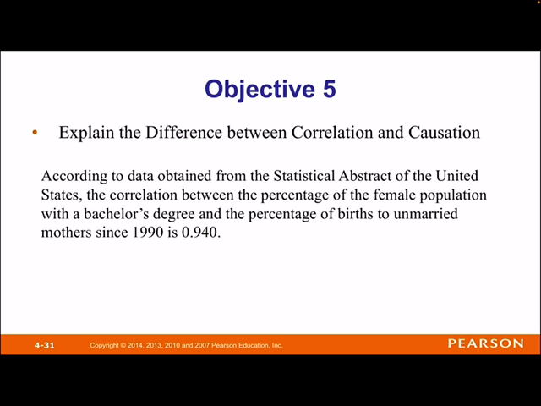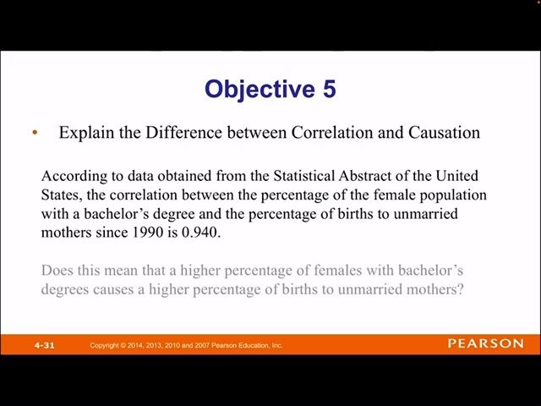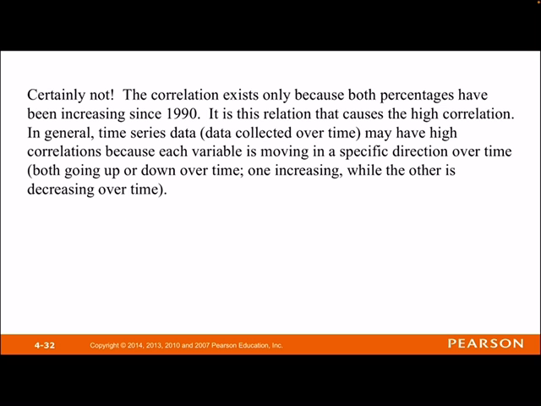Okay, and we're on to objective number 5. We want to explain the difference between correlation and causation. According to data obtained from the Statistical Abstract of the United States, the correlation between the percentage of female population with a bachelor's degree and percentage of births to unmarried mothers since 1990 is 0.940. Does this mean that a higher percentage of females with bachelor's degrees causes a higher percentage of births to unmarried mothers? Certainly not. The correlation exists only because both percentages have been increasing since 1990. It is a time relation that causes the high correlation.